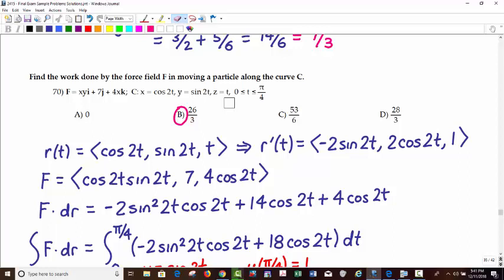Now, don't forget the chain rule when you're taking these derivatives. That's very important, obviously. So the derivative of cosine of 2t is negative 2 sine of 2t. Then the derivative of sine of 2t will be 2 cos of 2t. A lot of people forget those 2's on the outside. Don't want to do that. And then the derivative of t is 1.